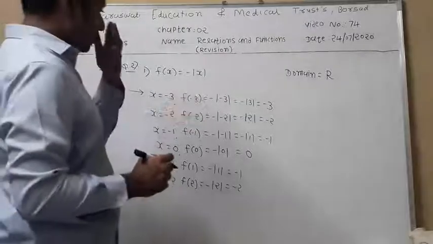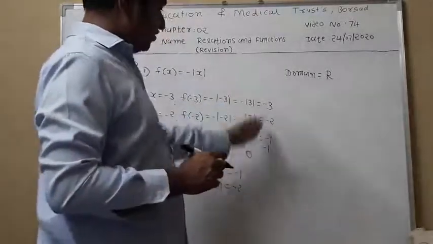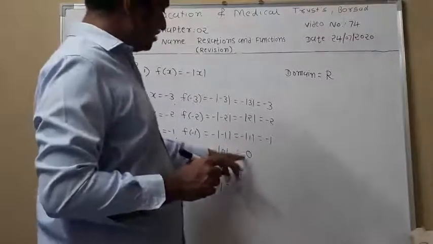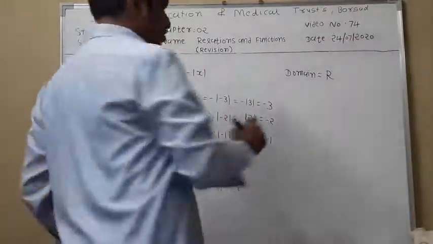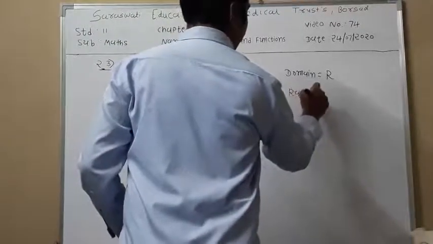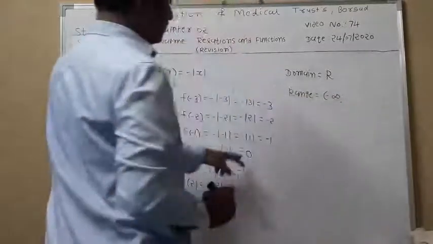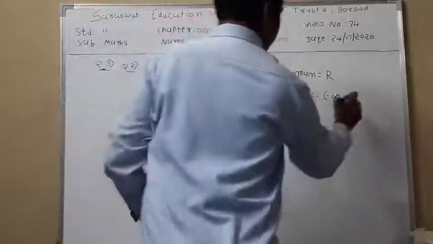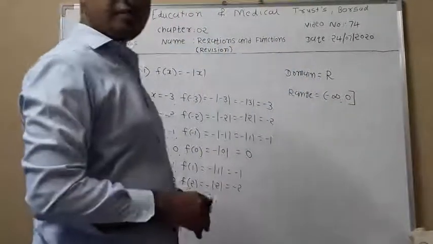Now in case of range, here we get negative numbers. Okay, the greatest number is 0, but the remaining numbers are in negative form. So our range is going to the negative side. That means our range is the open interval from minus infinity. Now here 0 is present, that means we write a closed interval at 0. Clear? Okay.